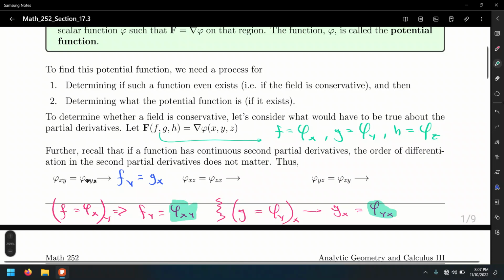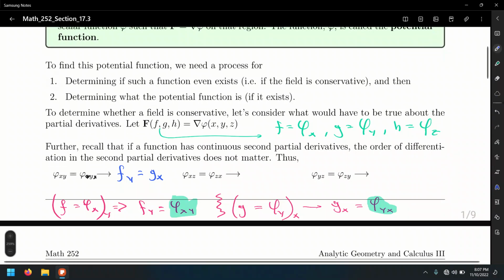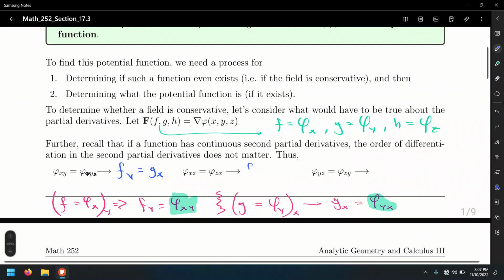In the same way, we get the following. We get that the partial of f with respect to z equals the partial of h with respect to x. And lastly, the partial of g with respect to z equals the partial of h with respect to y. You should get those last couple of results if you pair them again and take the derivatives with respect to the corresponding other variable.